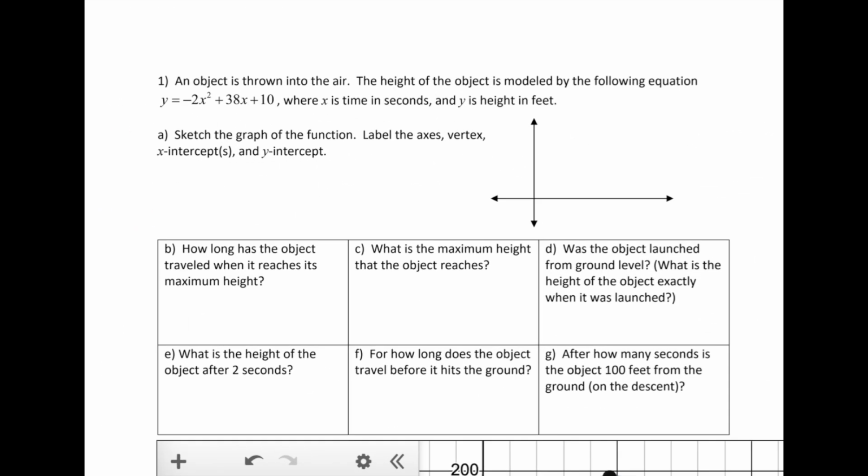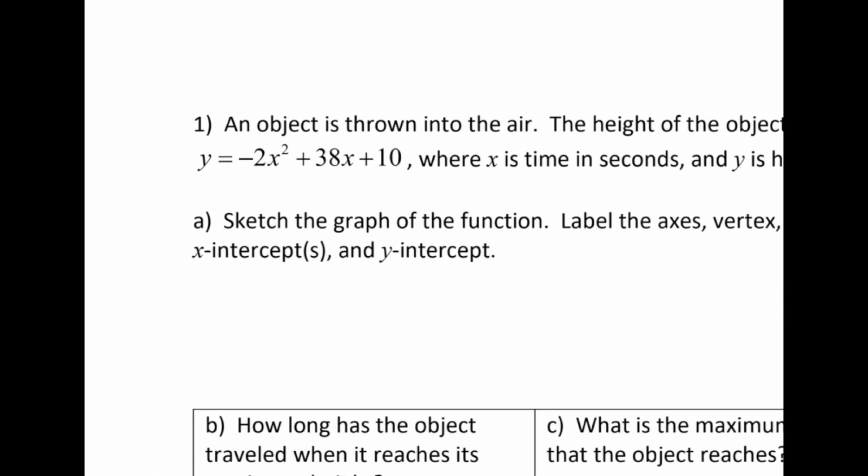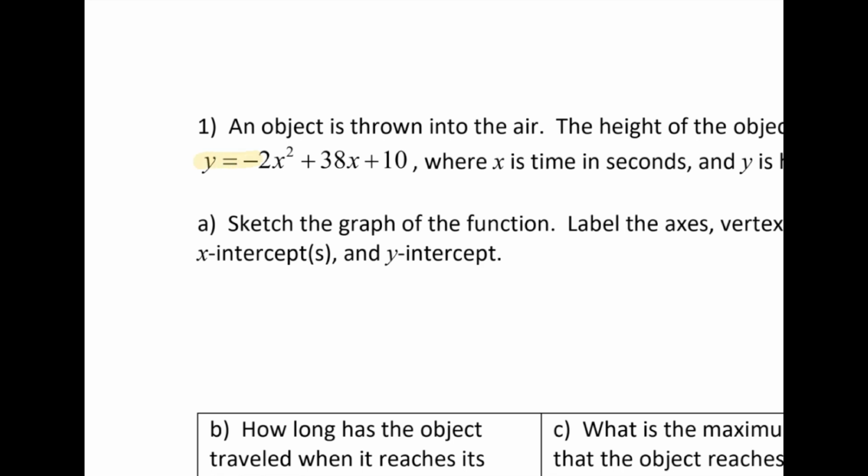So in problem number 1, you are given an object that's going to be thrown into the air, and the y-axis is going to be giving you the height of the object, and the x-axis is going to be giving you the time in seconds. Your height, by the way, is given in feet. And so the first thing that you want to do is take a look at the equation, and you want to type that into Desmos.